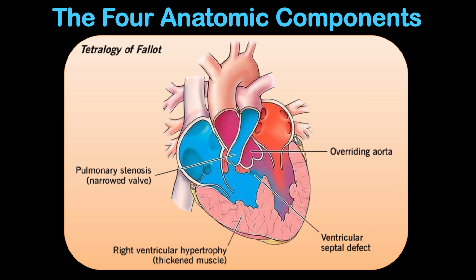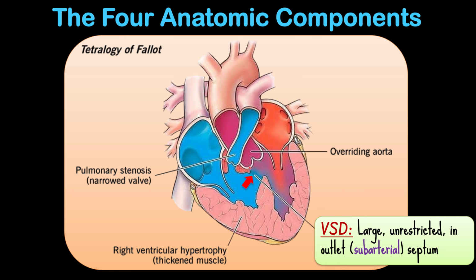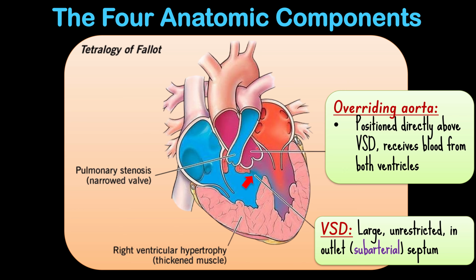Now let's go through the four anatomic components. First, a large unrestricted ventricular septal defect, often abbreviated as VSD, located in the outlet portion of the septum. Second, an overriding aorta, meaning the aorta sits directly above the VSD and receives blood from both ventricles.